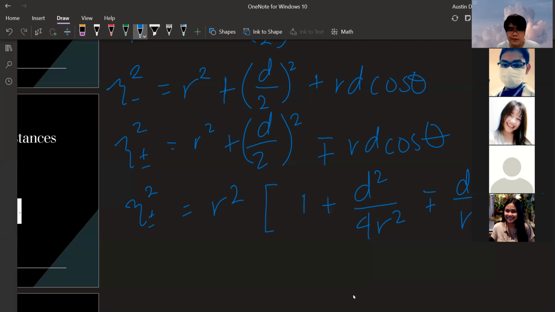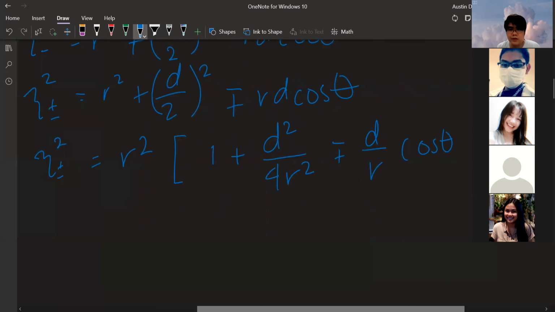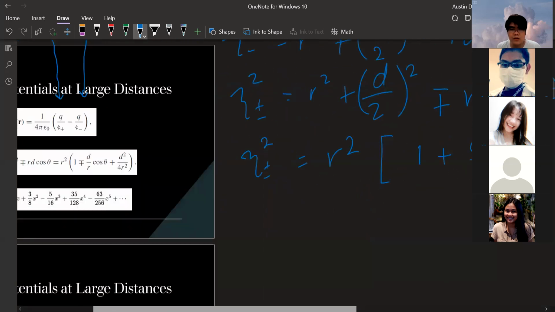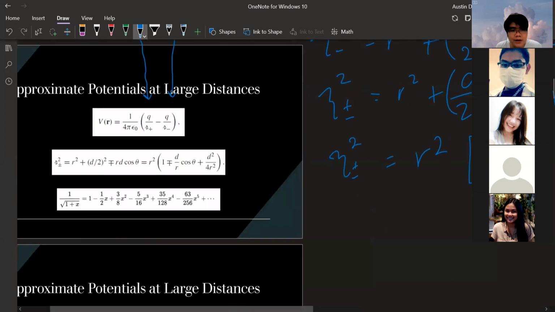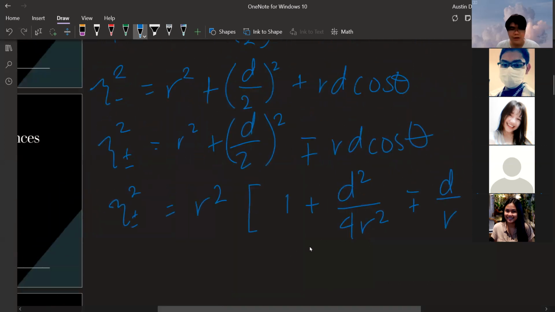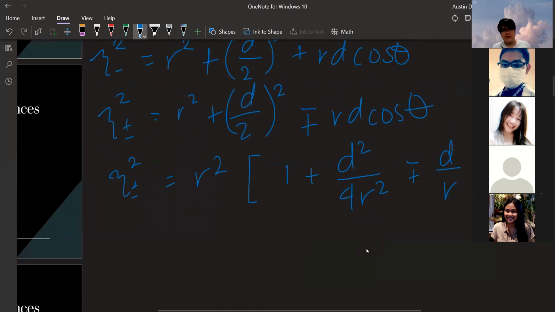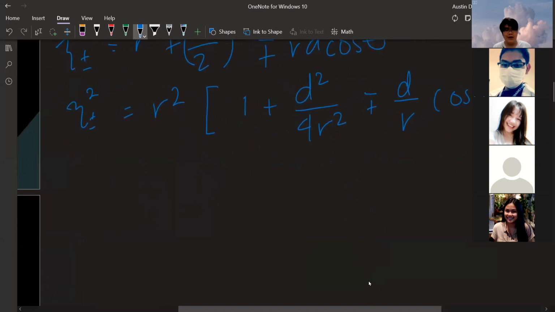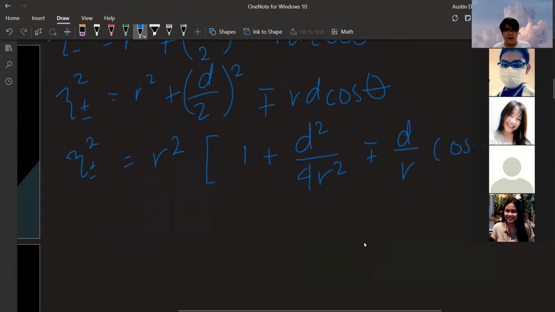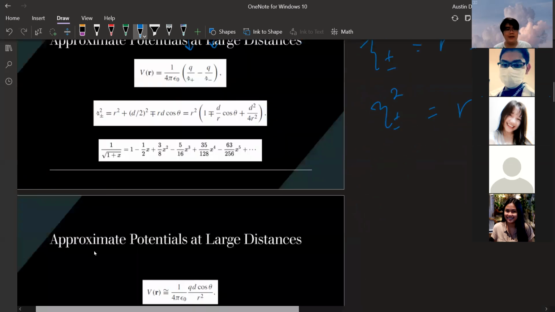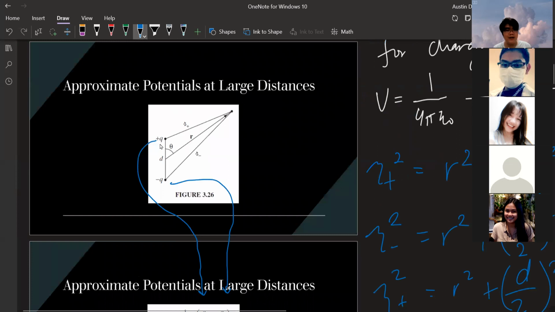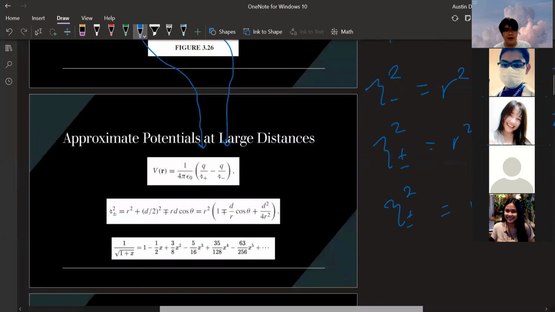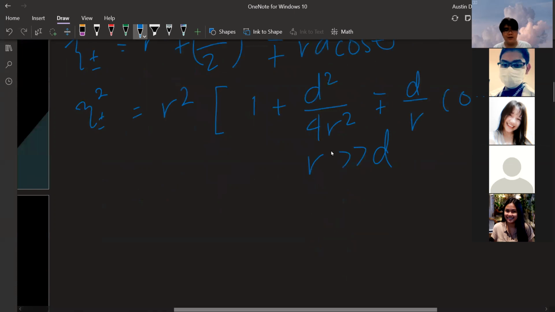Okay? Tama ba? Okay. D over R cosine theta. Minus plus. Okay. Very good, very good. Okay, what we want to know is yung distances na malayo from the system. At that point, R is much, much greater than D. Tingnan natin yung setup natin. Okay, yung R, much, much greater than D. Okay? And from this guy, maglalaho yung D squared values mo.